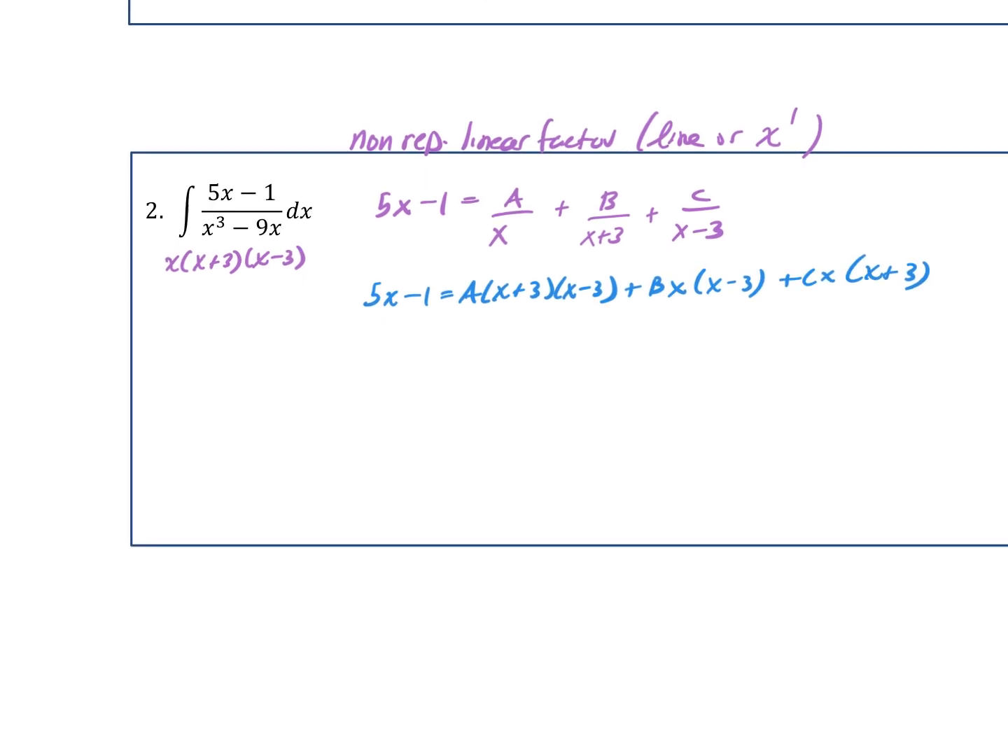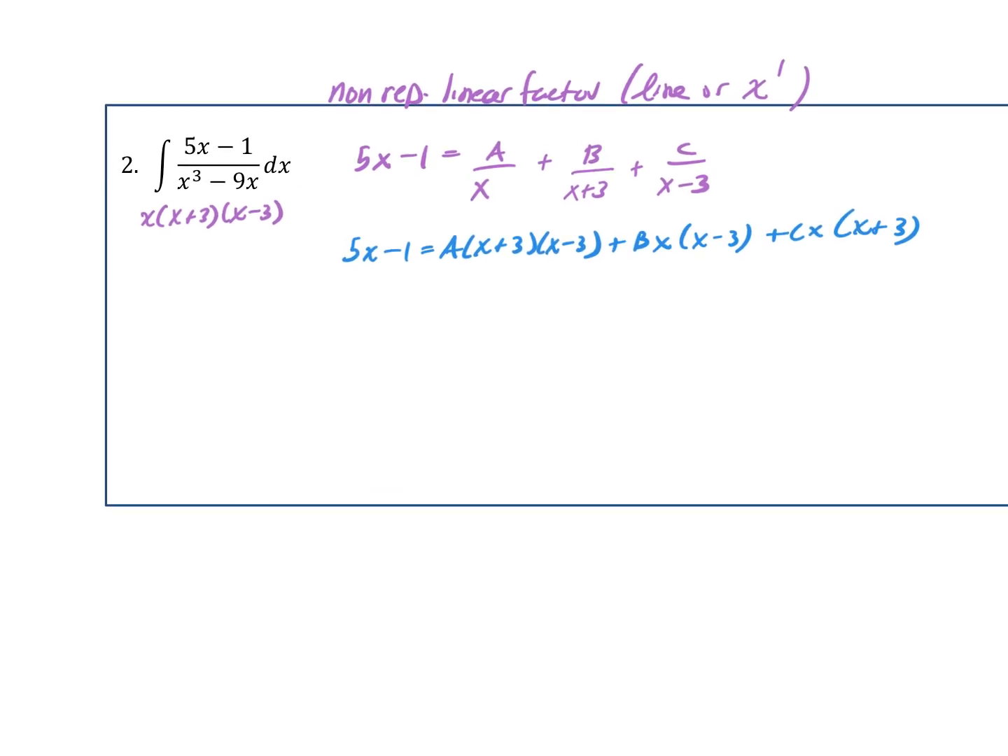All right, so we pick our values. I'm going to start with 0. 0 wipes out the b and the c. So if x is 0, I'm going to solve for a, and we get a is 1 over 9. Then I'm going to let x be equal to 3, which would knock out the a and the b, which allows me to solve for c, which is 7 over 9. And then let x equal negative 3, which gives me b, which is negative 8/9.